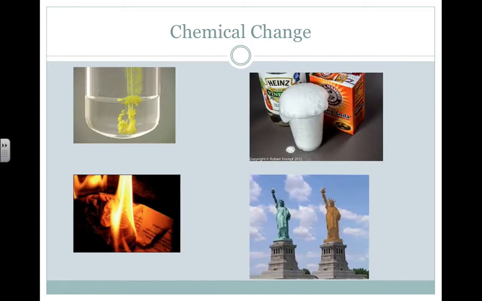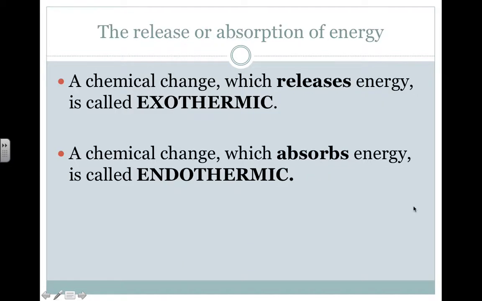I'll just show you a few examples. We have the precipitate forming in the liquid. We have the fizzing or bubbling, with vinegar and baking soda, and we actually looked at that in our lab as well. Paper burning here is giving off heat. And in this picture, a material is reacting with components in the air to change color over time.